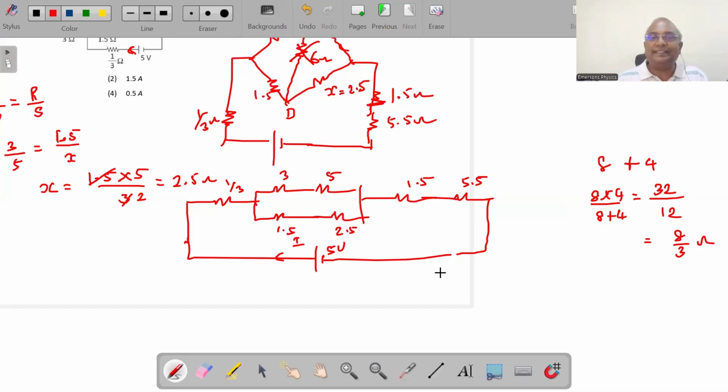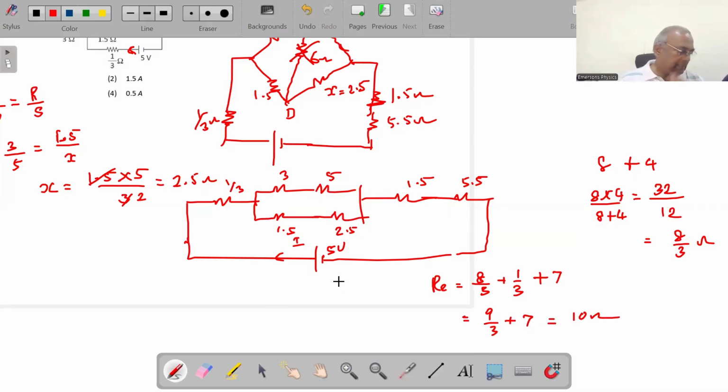Right. அடுத்தெல்லாம் series. அப்போ effective resistance will be equal to 8/3 plus 1/3 plus 1.5 plus 5.5, 6, 7. Okay, 5.5 plus 0.5 plus 1, 7. அவ்வளோதான். அப்போ here 8 plus 1, 9/3 plus 7. So here 3 plus 7, 10 ohm is the effective resistance.